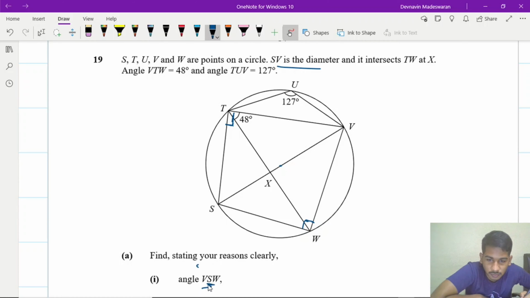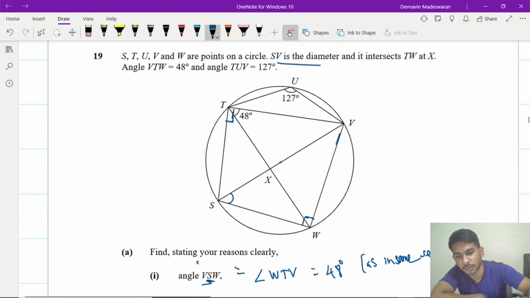What is the angle VSW? Find the angle of this thing. I can look at this as the same segment. So this is equal to angle WTV, which is equal to 48 degrees. Angles in the same segment. Okay, let's keep going.